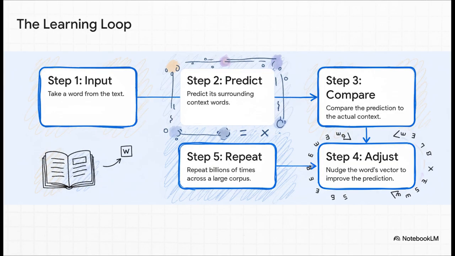Okay, so here's how it learns. It's this simple loop. First, the model grabs a word, let's say river, and it tries to guess the words around it. At the very beginning, it's just guessing. It's terrible at it. But every single time it messes up, it makes a tiny little adjustment, a nudge, to the river vector, trying to get just a little bit better for next time.